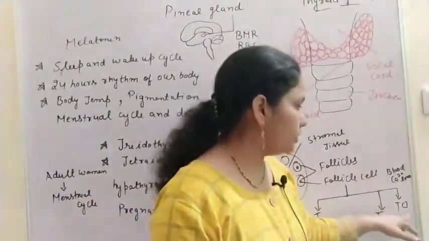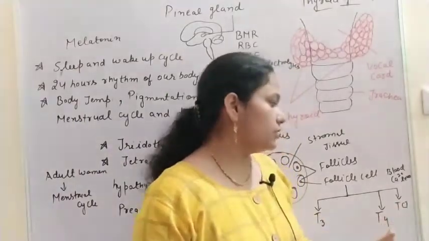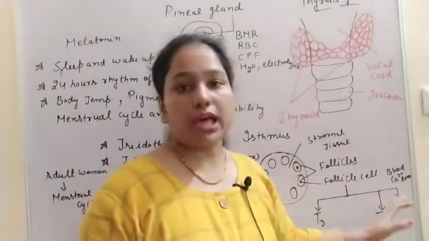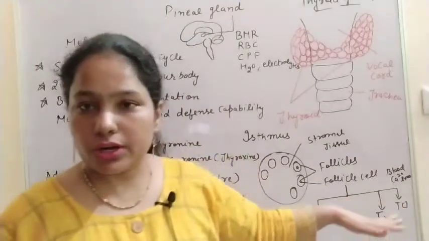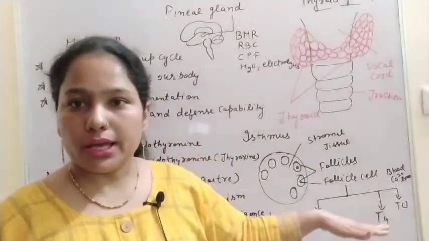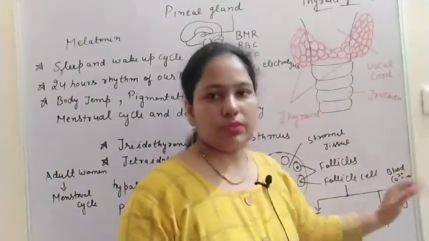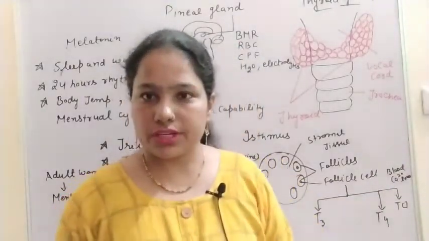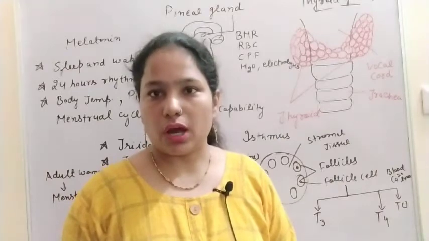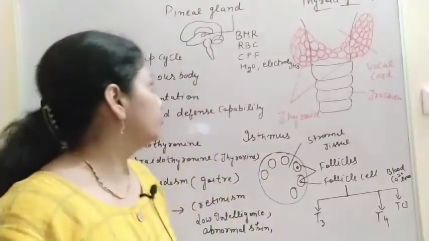Next is the TCT. So TCT is known as thyrocalcitonin, that is the third hormone secreted by the thyroid gland, and it controls the blood calcium level. So what is the function of TCT? To control the blood calcium level.